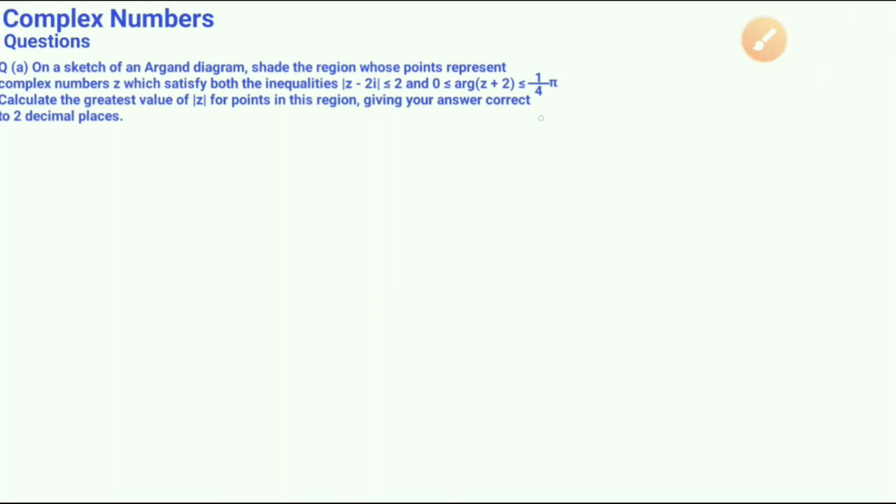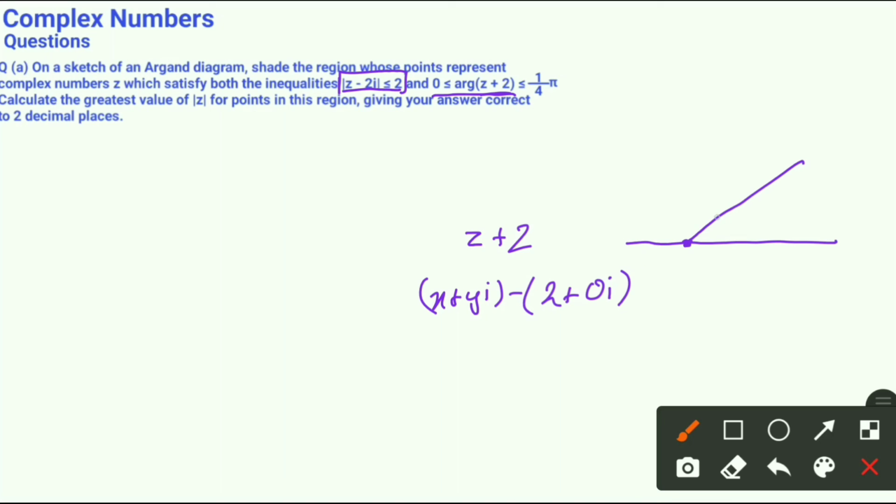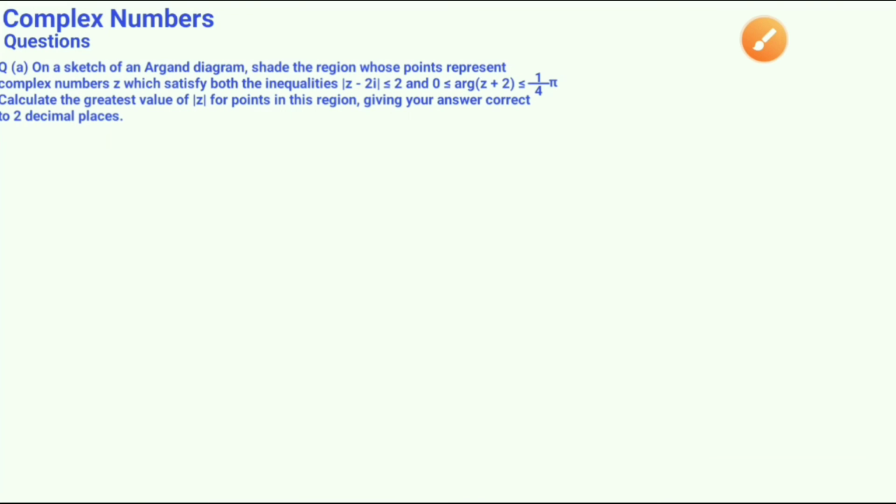We have another question. On a sketch of an Argand diagram, shade the region whose points represent the complex number z which satisfies both inequalities. This is the equation of a circle, and z plus 2 means x plus y iota plus 2 plus 0 iota. So it's going to be the point where you start, make it a line, then 1 upon 4 pi.